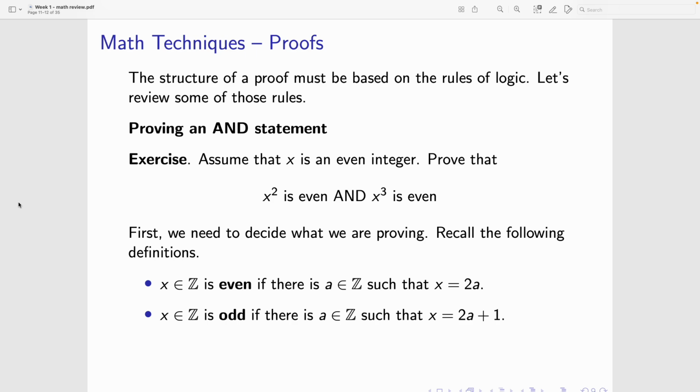So as our first exercise or proof in the course, we're going to work on proving an AND statement. So we assume that x is an even integer. We could even say that the fact that x exists and is an even integer is now part of our axioms. From this assumption, we want to prove that x squared is even and x cubed is even.